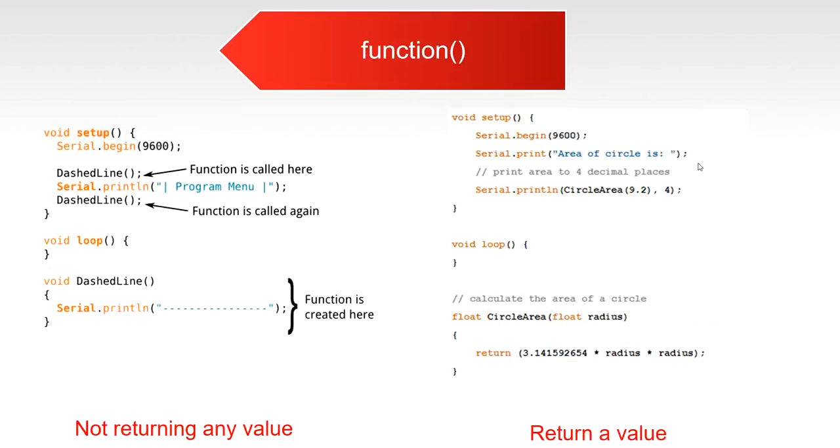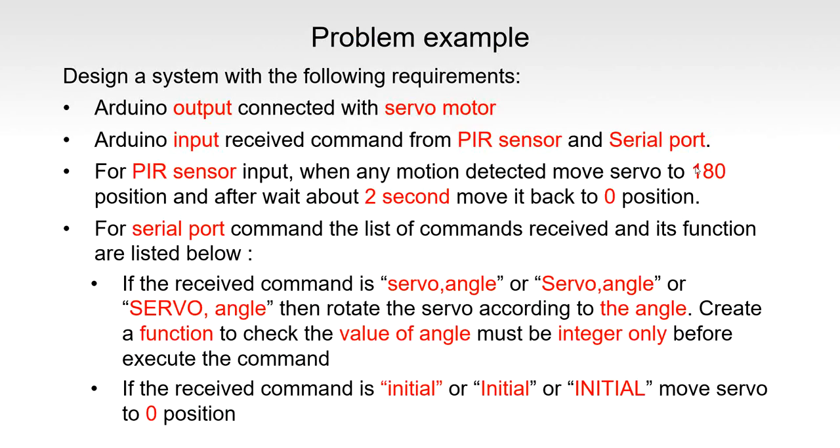So let's look at our particular problem. We need to design a system with the following requirements. First, the Arduino output is connected to a servo motor. Second, the Arduino input receives commands first from a PIR sensor and second from the serial port.